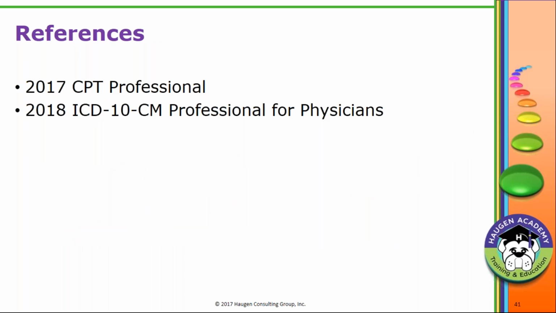Here are references, so we really just use CPT and ICD-10, and I mentioned Medicare as well.